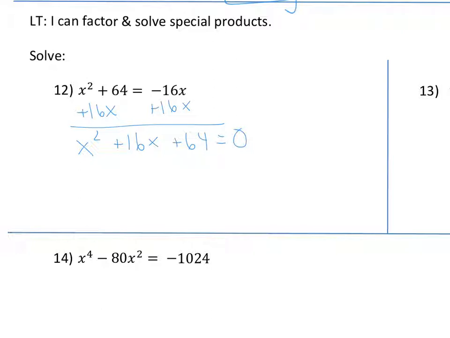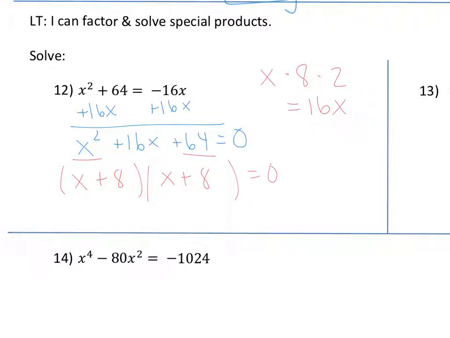And it's a perfect square trinomial because I can take the square root of my first term, which is x, times the square root of my last term, which is 8, times 2 to give me my middle term of 16x. So this factors into two binomials that are the exact same. So I get (x + 8)(x + 8) = 0.